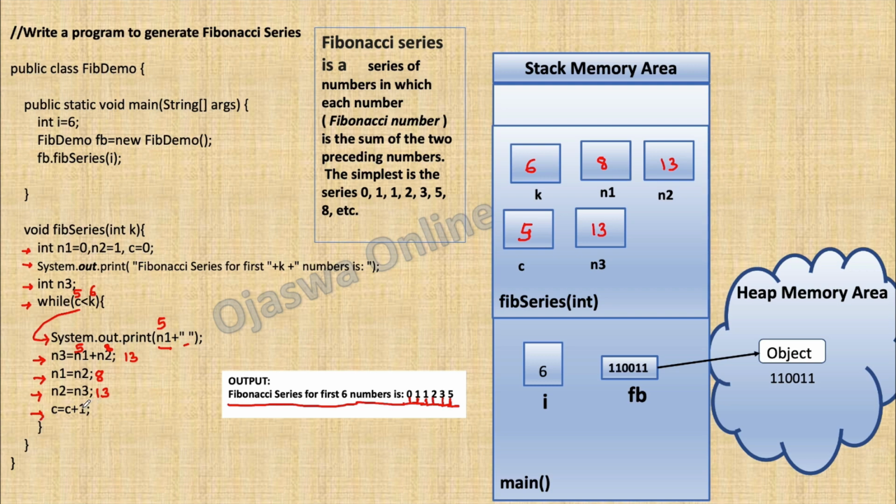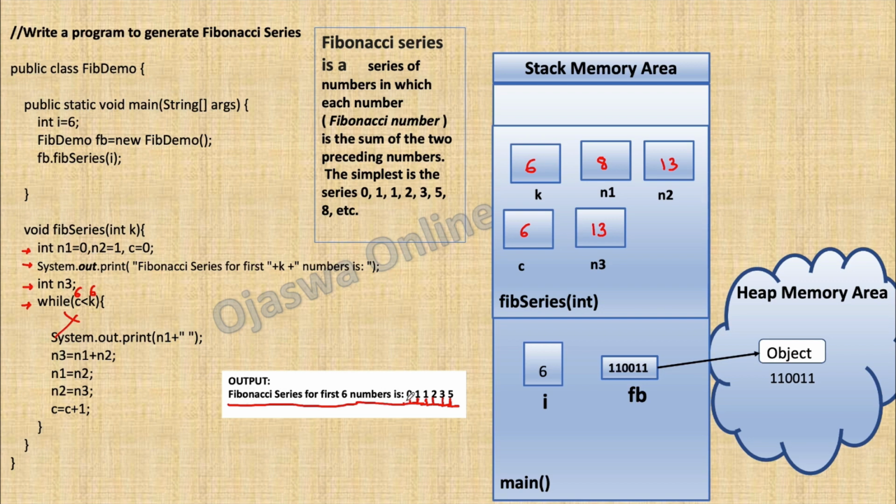Next is c equal to c plus 1. Value of c is 5 plus 1 is 6. Now the updated value of c is 6. Again the control goes to the condition statement and the condition is checked. Value of c is 6. 6 less than 6. Condition is false. 6 is not less than 6. 6 is equal to 6. So here the condition becomes false, and when the condition of the loop is false, control will not go inside the loop. The loop will be terminated.